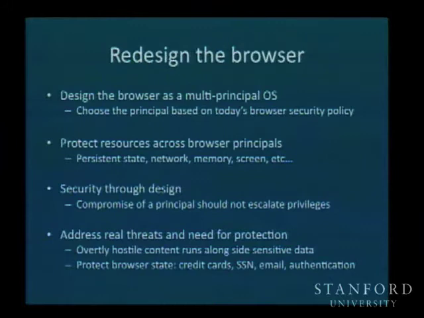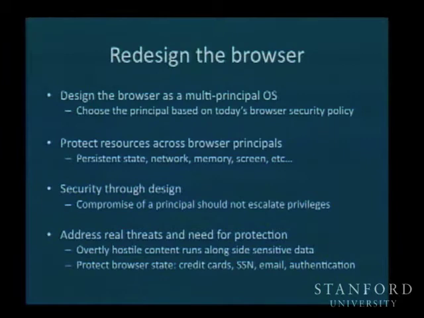And we're going to protect the resources that the browser is allocating to different applications, such as persistent state, network, memory, screen, all built on this idea of the browser as an operating system. And the goal here is to get some security through this design. So we want to make sure that if one application is successfully exploiting a hole in your browser, it's not accessing other resources that it shouldn't be accessing. So the protection of resources in a multi-principal browser-like operating system is now very important. And we can ensure that these things happen by designing the browser correctly.